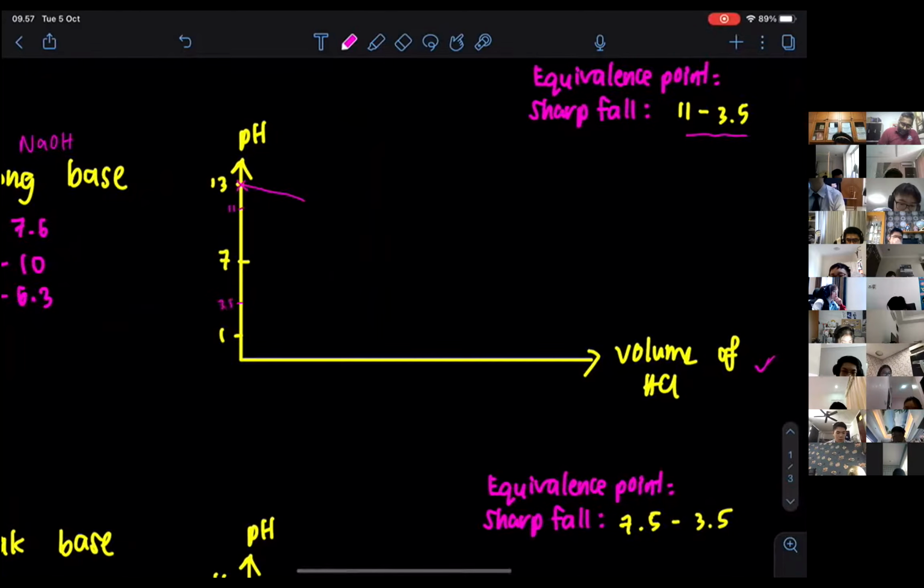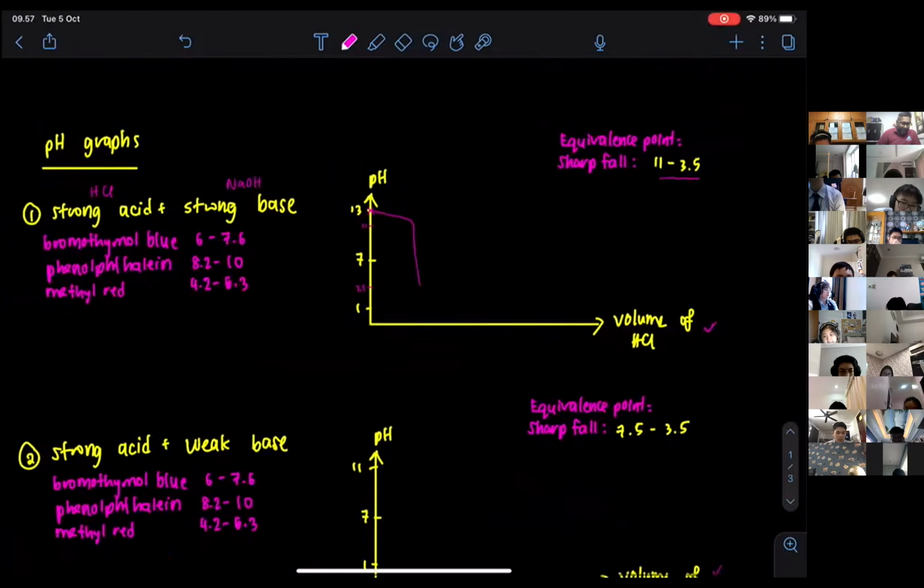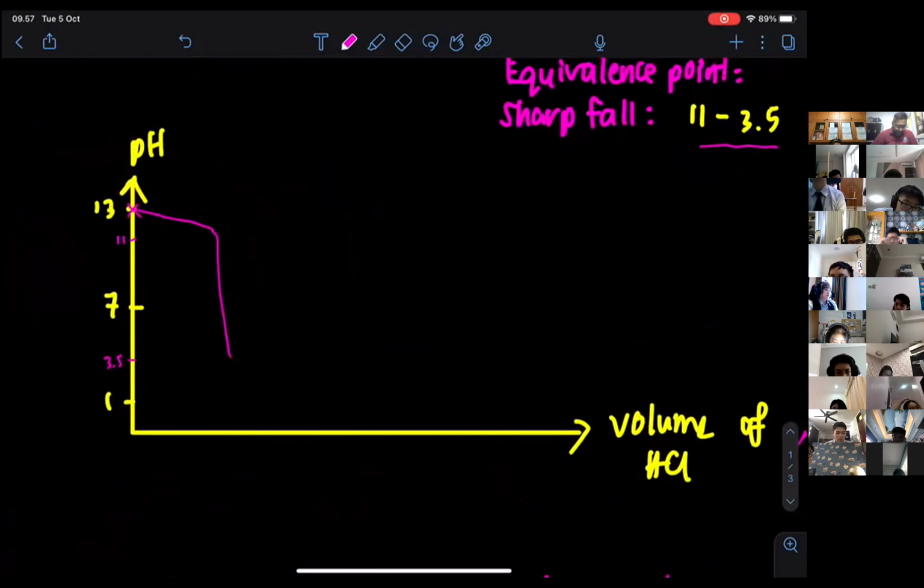What will happen? There is going to be a sudden drop. It shouldn't be a straight line like this, but a sudden drop. And then, do remember it's a strong acid. Strong acid means that if you keep on adding, the pH will go on until maybe it reaches 1 or something like that.